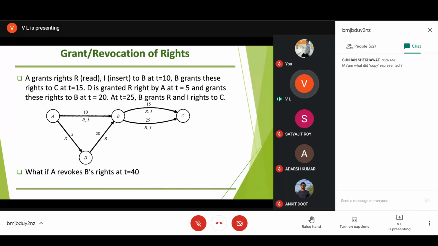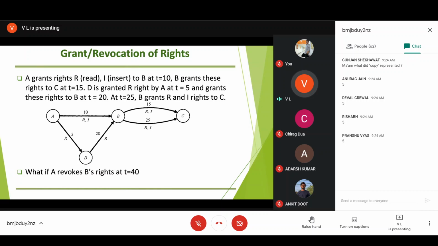So how many rows are there in the table? Hello? How many rows will be in the table? Anyone?